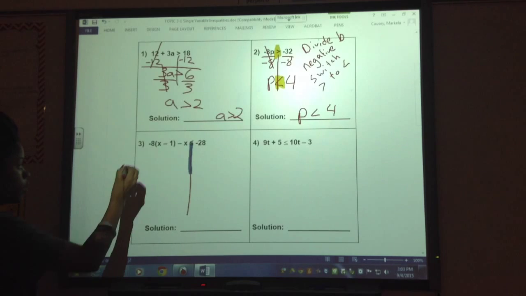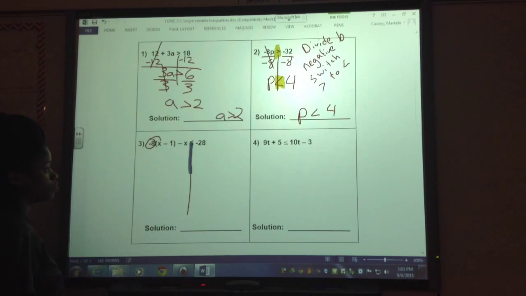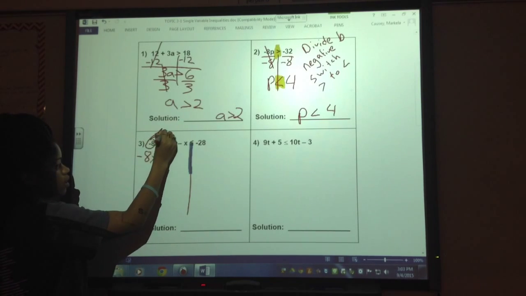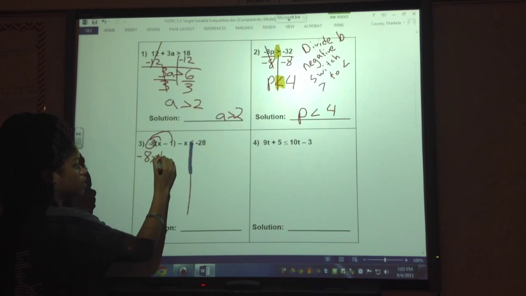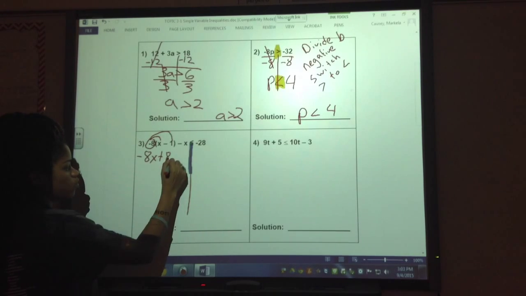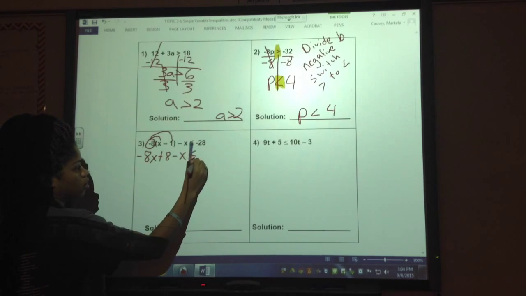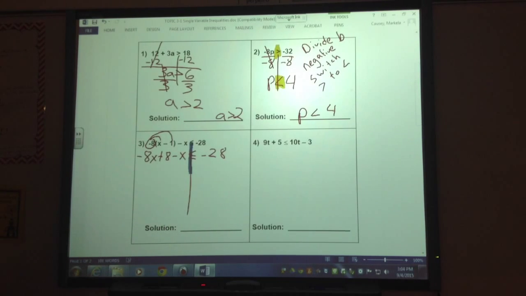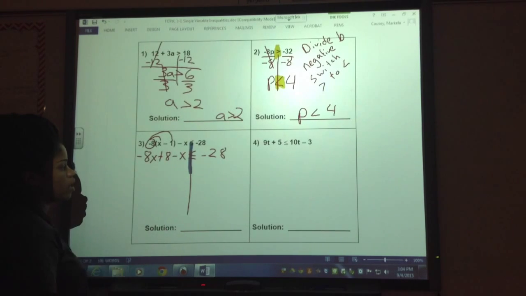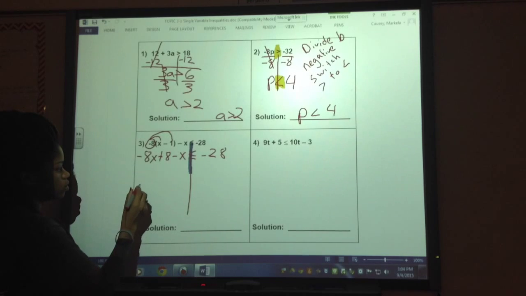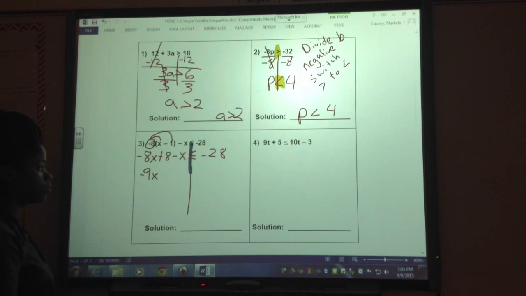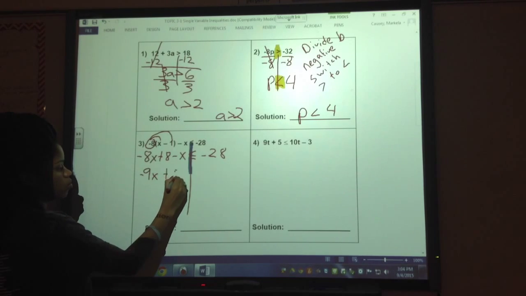Okay, number 3. First thing I'm going to do is distribute. Negative 8 times x, negative 8x. Negative 8 times negative 1 is positive 8. Copy the remainder. Next step, you're going to see if you have like terms on the same side of the inequality. I have negative 8x and negative x. If you combine those, you have a negative 9x. You're going to copy the remainder.